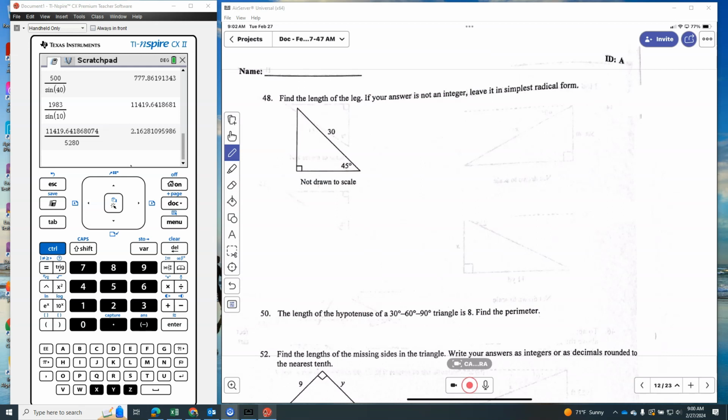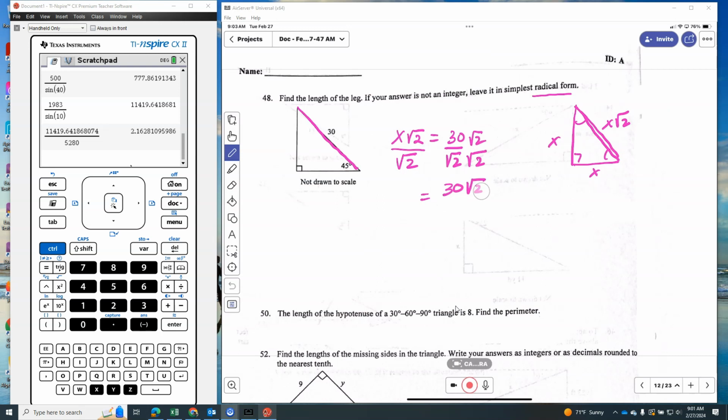Find the length of the leg. If your answer is not an integer, leave it in simplest radical form. So this is 30. Remember the foldable? 45-45-90: x, x, x square root of 2. So what you have is x square root of 2 is equal to 30. This is the hypotenuse. So you divide by the square root of 2, and they want it in radical form, so you're going to have to multiply by the square root of 2. So it's 30 square root of 2. Square root of 2 times square root of 2 is square root of 4.